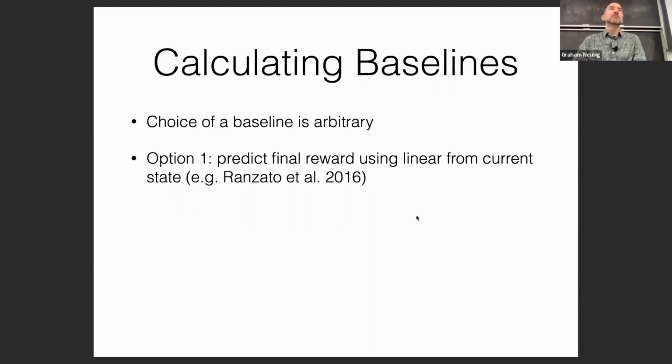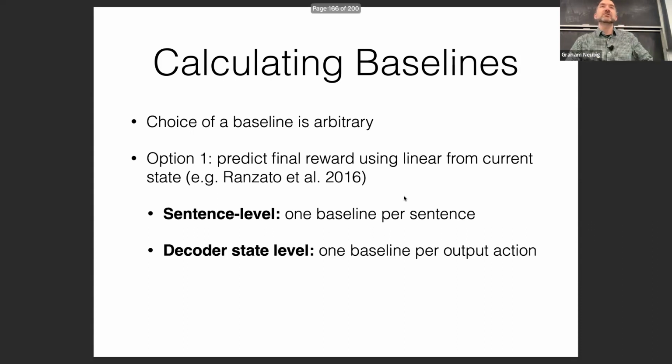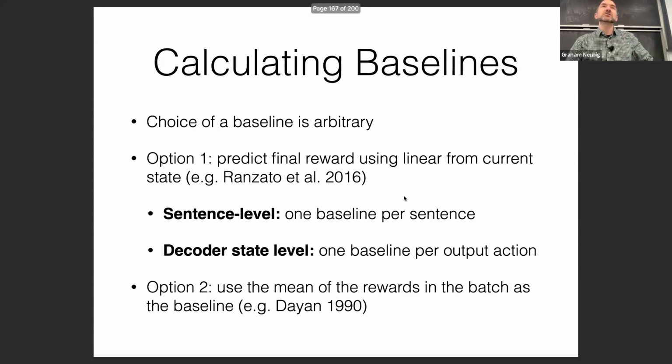And one option is predicting the reward using a linear layer from the current state. This was used in Ranzato et al. 2016. You can have one baseline per sentence or even one baseline per output action. Option 2, which is used pretty widely, is using the mean of the rewards in a batch as the baseline. And basically that's saying that if all the other rewards in a batch are at a particular level, if you're doing better than that, you're probably doing well. If you're doing worse than that, you're probably doing poorly.